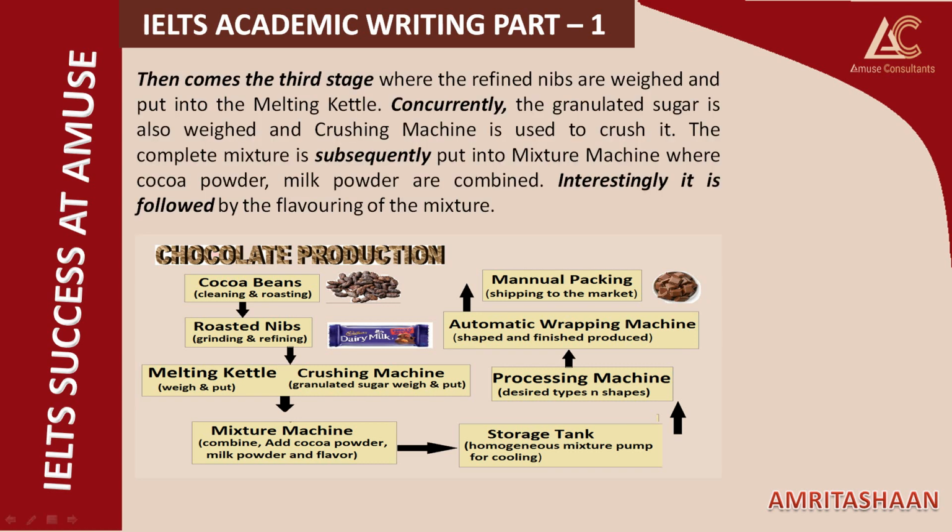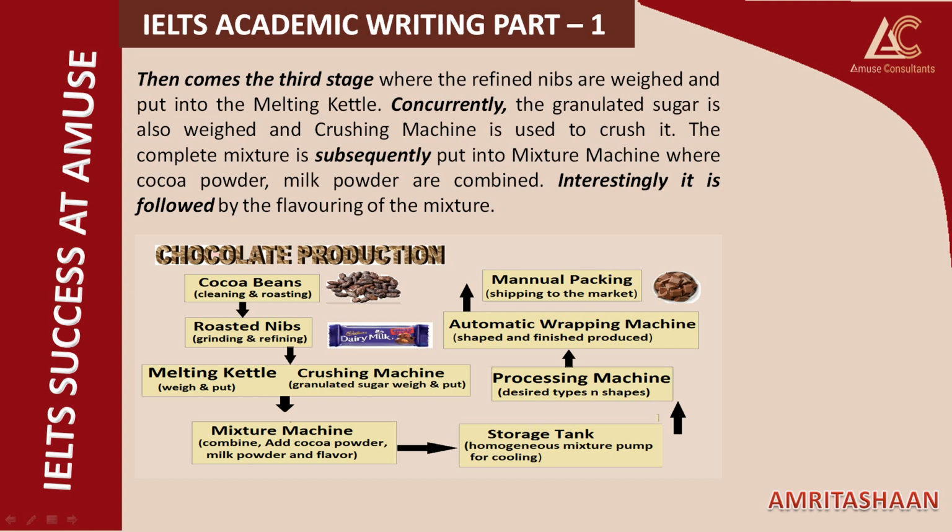Then we are going to a stage where it is diverging into two actions. That is, these roasted nibs need to be weighed and put into the melting kettle. And then we are also taking sugar granulates and the same process is being done with it, because we need to put it in the crushing machine to crush it. So let's see how I have written this stage.